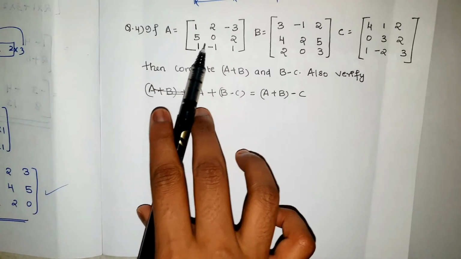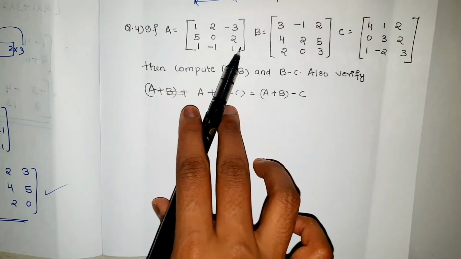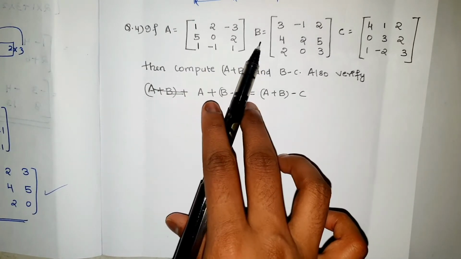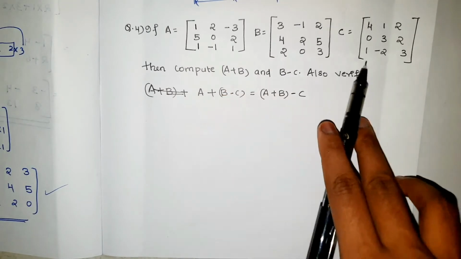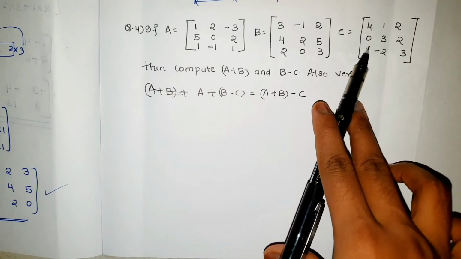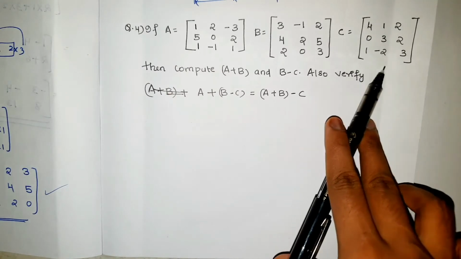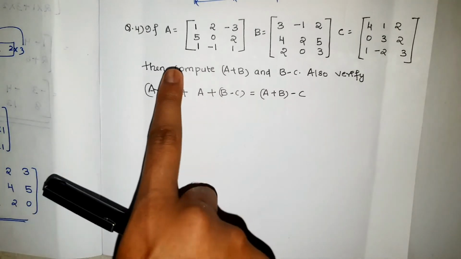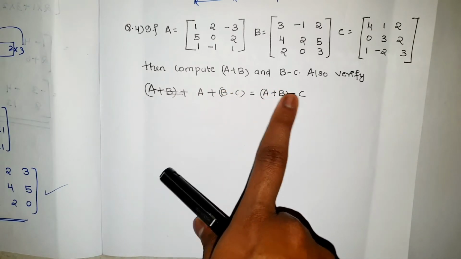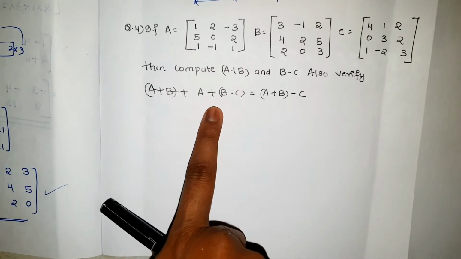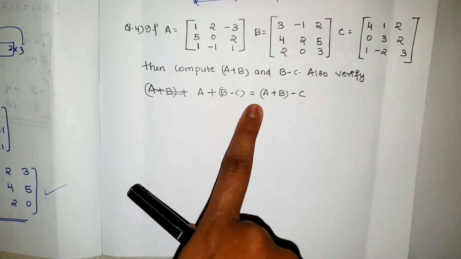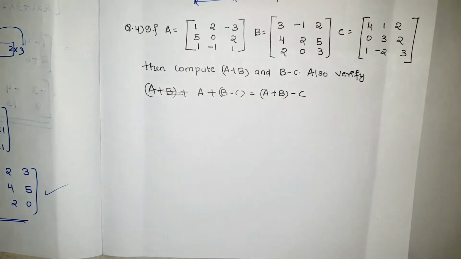If A is equal to 1 2 minus 3 5 0 2 1 minus 1 1, B is equal to 3 minus 1 2 4 2 5 2 0 3, C is equal to 4 1 2 0 3 2 1 minus 2 3. Compute A plus B and B minus C. Also verify A plus B minus C is equal to A plus B minus C.